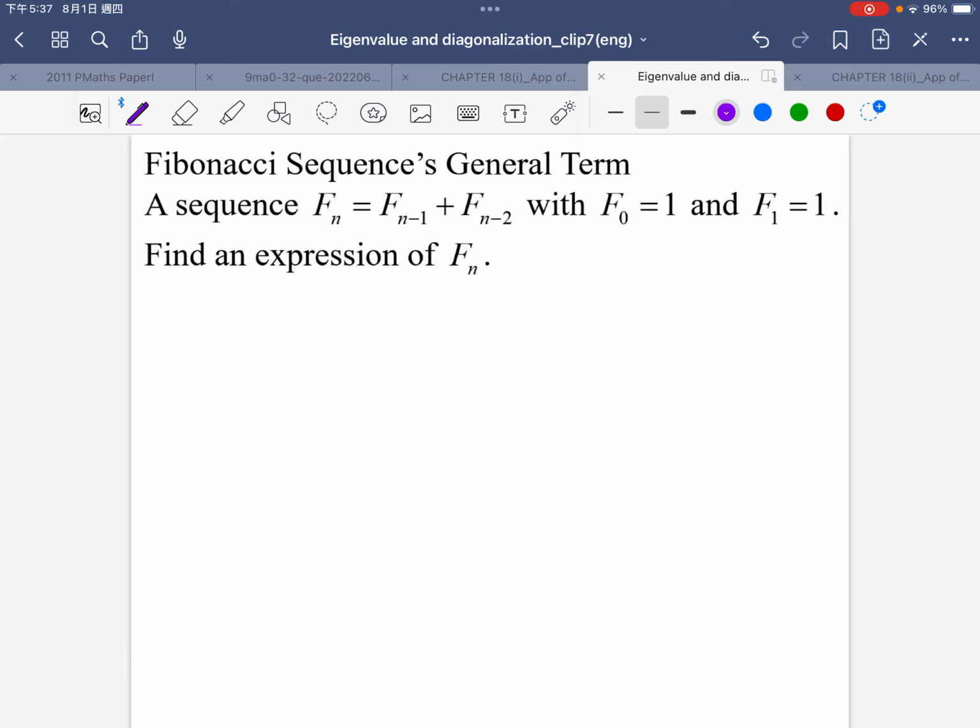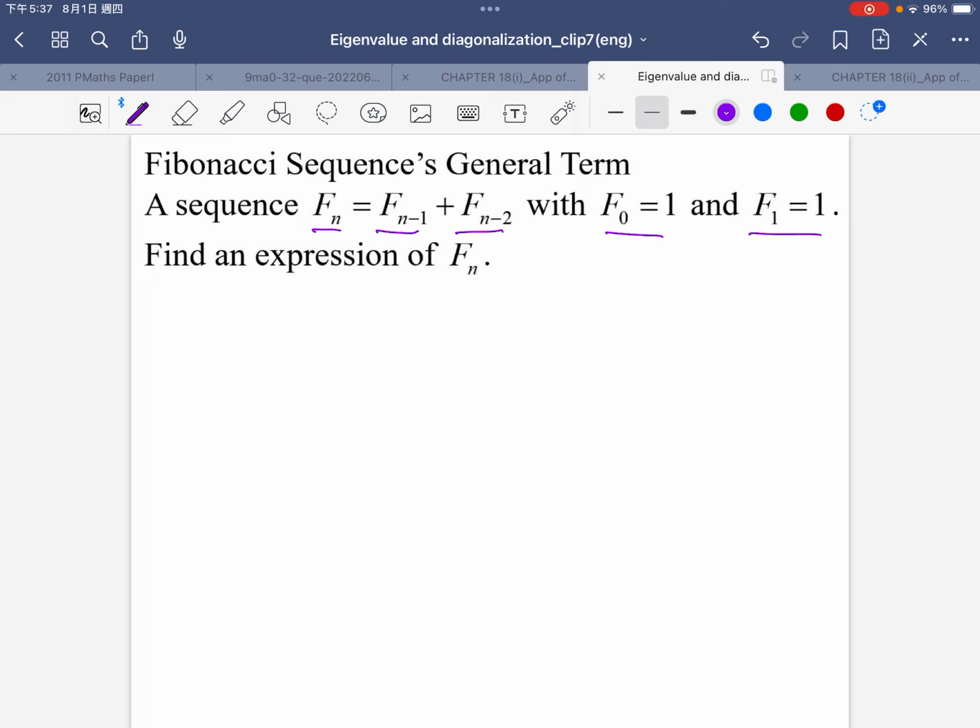Today, this question is about the Fibonacci sequence. The Fibonacci sequence is that Fn is equal to Fn minus 1 plus Fn minus 2. Given F0 is 1 and F1 is 1, find a general expression of Fn. This is so famous, the Fibonacci sequence.